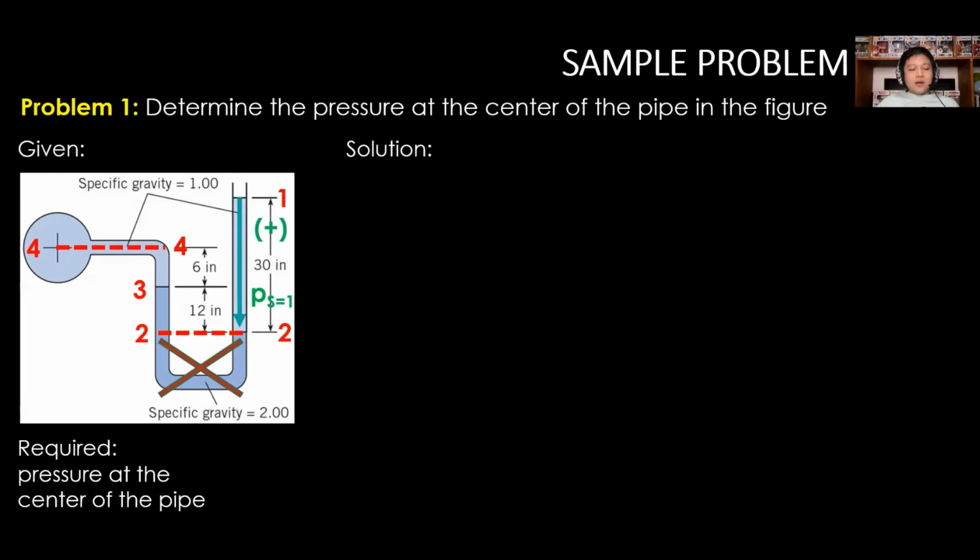Identify the direction of pressure contributions. So for 1 to 2, that is downward. For 2 to 3, upward. For 3 to 4, upward. Apply the equation, start at P1. So P1 plus or minus the contribution of our liquid pressure equal to the last point or P sub n.